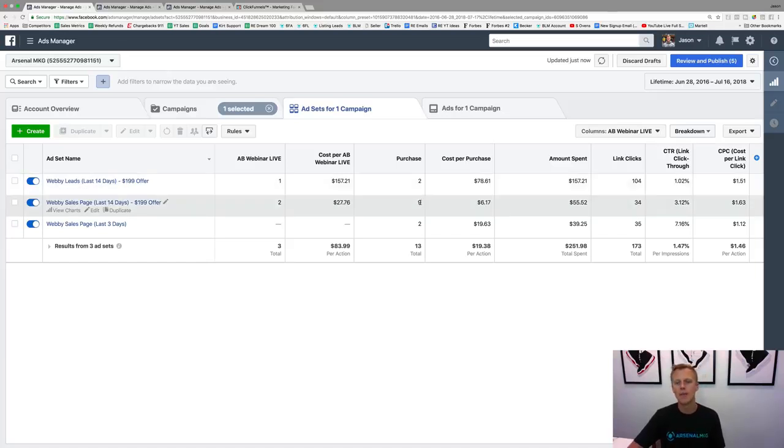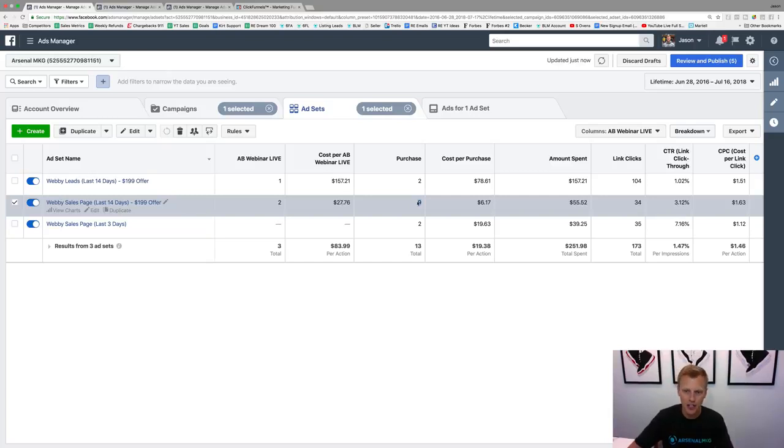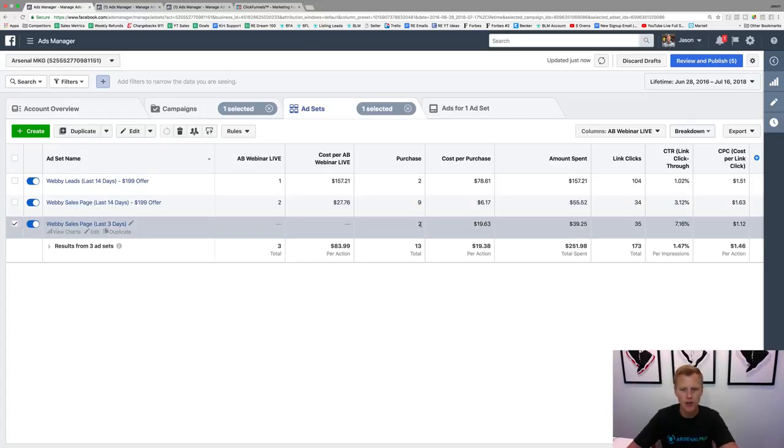Now you look at this one, we have 9 purchases. Okay, 9 purchases at $199. That's like, what is that, $1,800? It costs us $6.17 per purchase, and we've spent a total of $55. So we spent a total of $55, and we've made $1,800 from this campaign right here. And then this one is really good as well. We've got 2 purchases at $199, so $398, so $19 to make a $199 purchase. That's basically a 10x ROI right there.